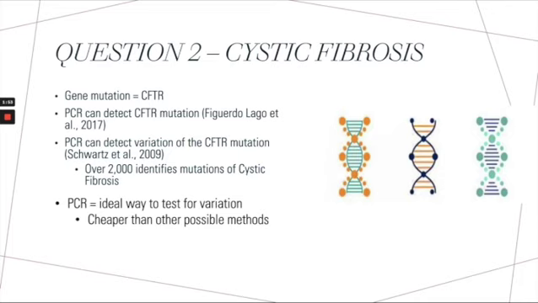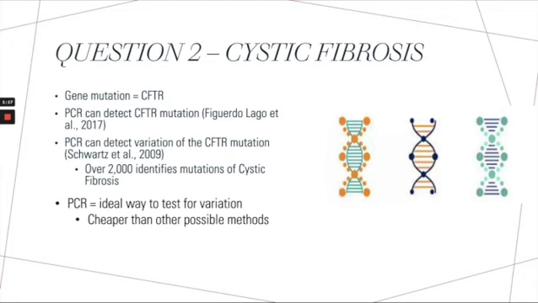So, how can PCR help with cystic fibrosis? Well, for starters, PCR can detect if someone has cystic fibrosis. The gene they are specifically looking at is CFTR. If that gene is mutated, most likely that person has cystic fibrosis. PCR is able to detect if there's a mutation on the cystic fibrosis gene. Surprisingly, there are over 2,000 identified mutations of cystic fibrosis, which means not all cystic fibrosis is going to be the same for everybody. There's lots of variations.